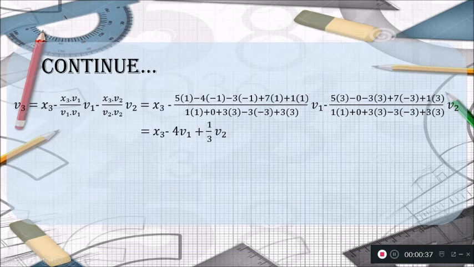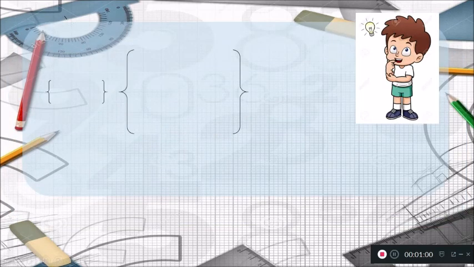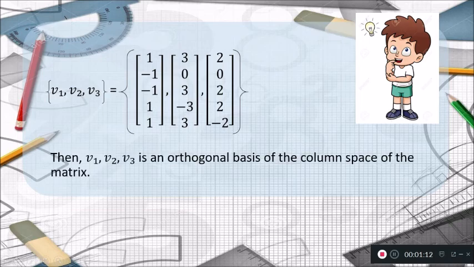For v3, we use this formula in order to get the value for v3. Then you will get x3 minus 4 v1 plus 1/3 v2. Don't forget to substitute the values. Then the final answer for v3 is (2, 0, 2, 2, -2). From here, we know the value of v1, the value of v2, and the value of v3. Then v1, v2, and v3 are an orthogonal basis of the column space of the matrix.